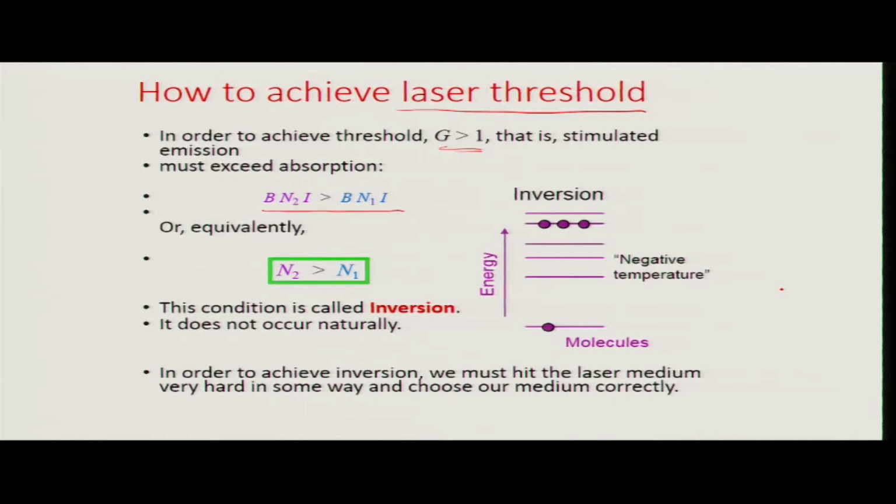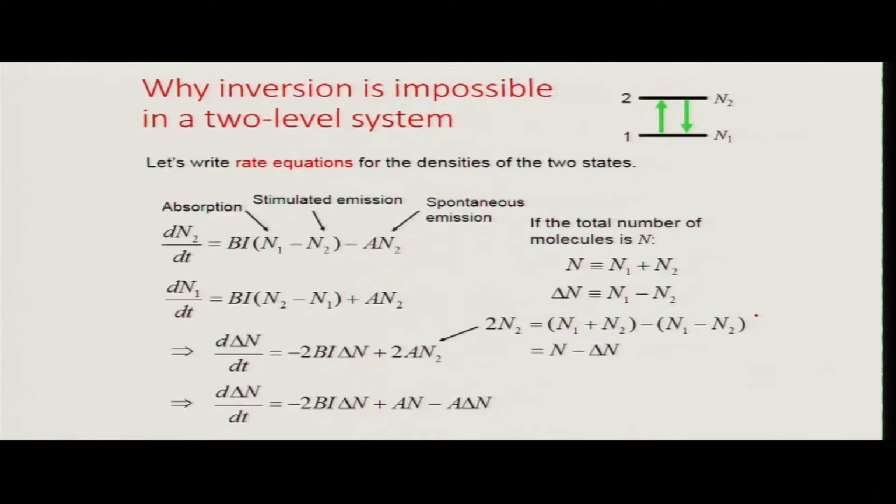So, this is the simplest case, ignoring spontaneous emission, which means that I will have to have an inversion in terms of my population profile, which does not occur naturally. So, in order to achieve inversion, we must hit the laser medium very hard in some way and choose our medium correctly. So, that is the basic criteria for having the laser to work.